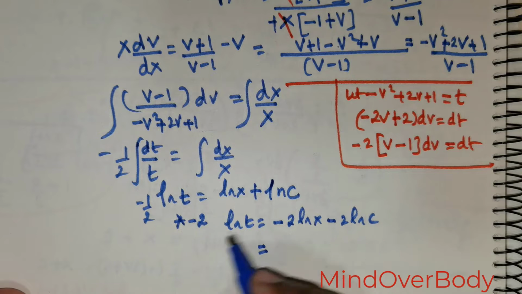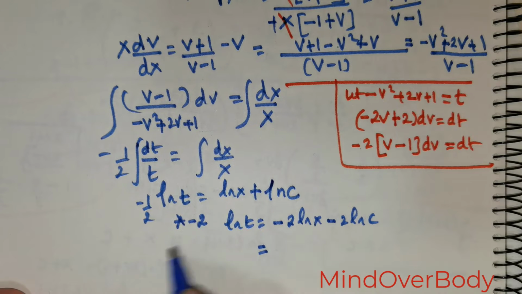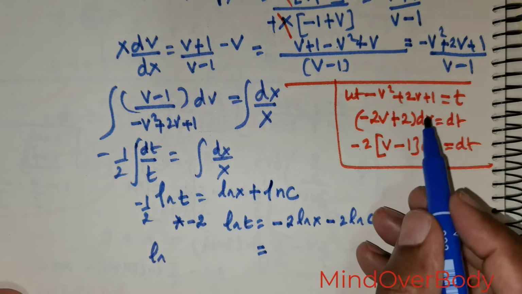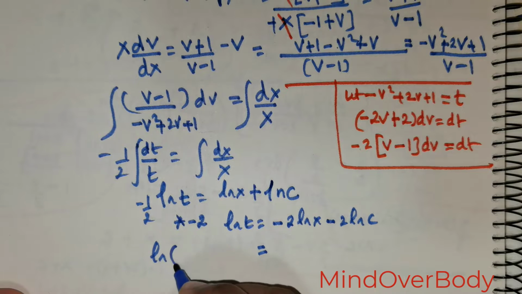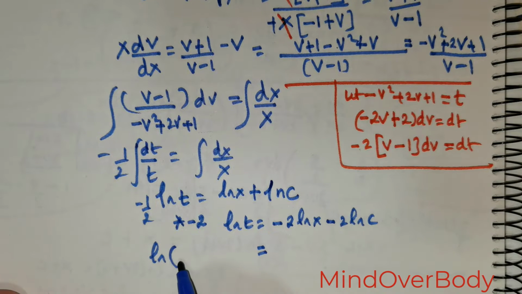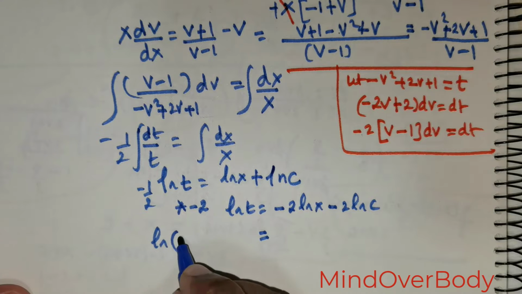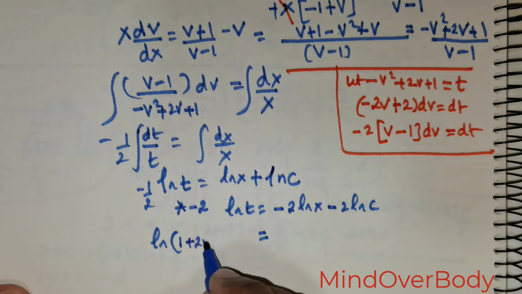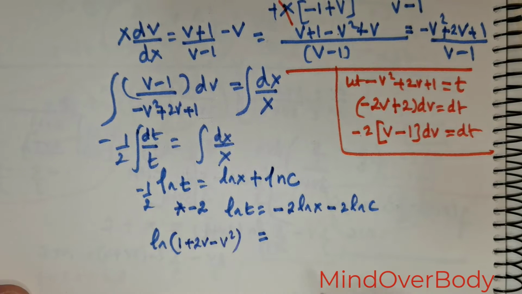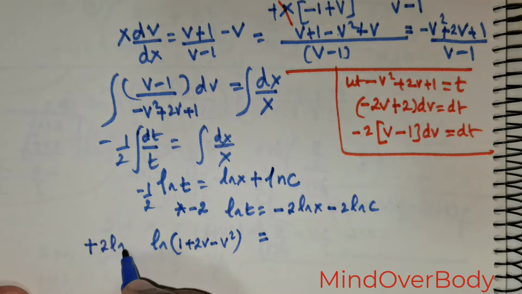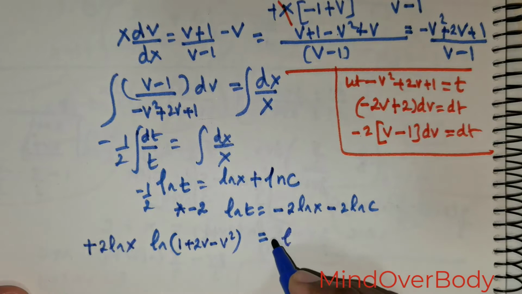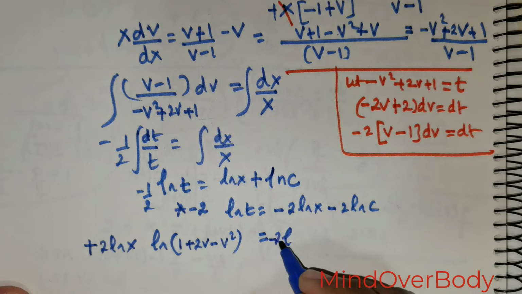I can bring this quantity to this side. So this is going to be ln my t. My t is actually this entire quantity, right? So let me make that resubstitution back again. So this is going to be 1 positive 2v negative v squared, and if I were to bring this to this side, this is going to be positive 2 times ln x, and I've got negative 2 times ln c.